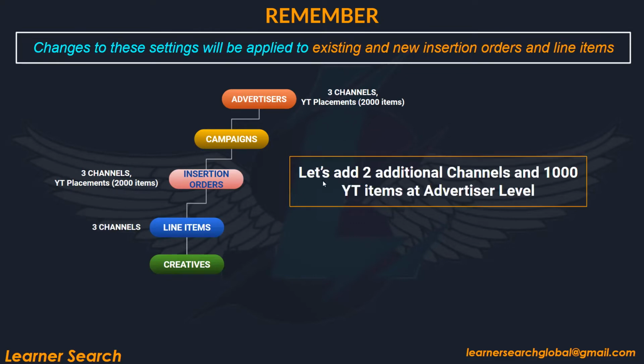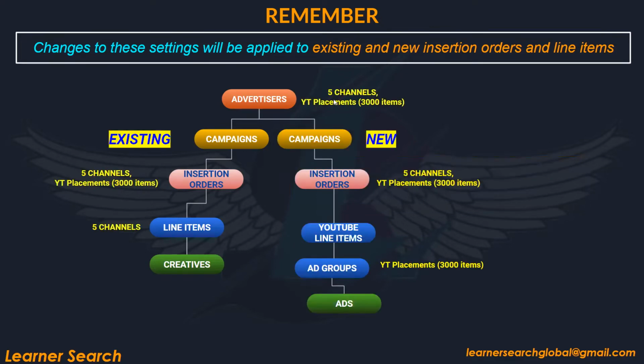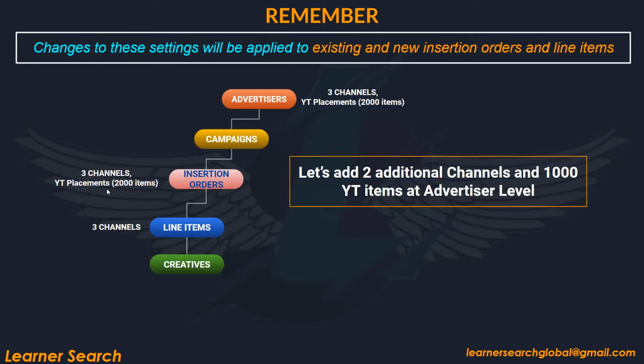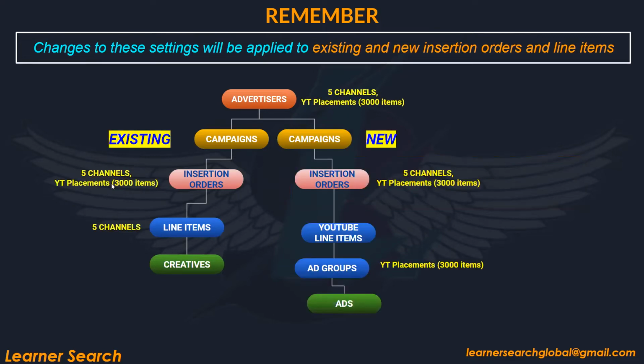So what we can do is, let's add 2 additional channels and 1000 YouTube URLs at advertiser level. Once I do that, changes to these settings will be applied to existing ones. Whatever we created earlier is the existing one. So when I change from 3 to 5 and change this number from 1000 to some extra numbers, whenever something is added, the existing will also get impacted. Previously it was 3 channels and 2000. Now it is 5 channels and 3000 for the existing one.